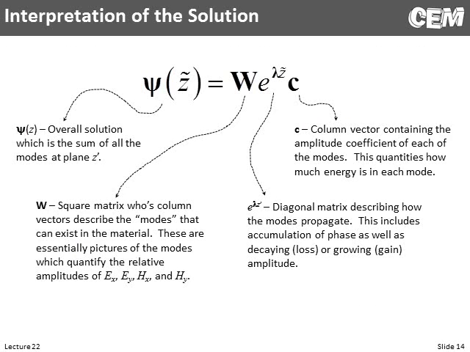The way we interpret our solution is the same. This psi parameter, these are our overall fields. These are the things that we can look at and see pictures of fields. This W is our eigenvector matrix. That tells us, if we look at that, we'd see pictures of the modes that would exist in the cross section. This exponential term describes how those modes propagate. Do they grow? Do they decay? Do they oscillate? And then the C term tells us how much power is in each of those modes. And this is exactly the same as in rigorous coupled wave analysis.